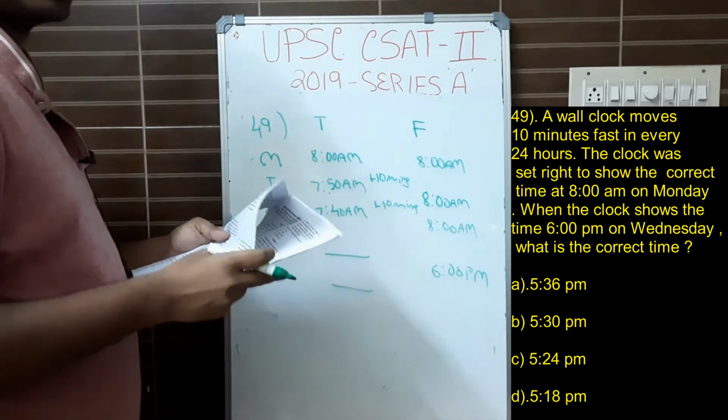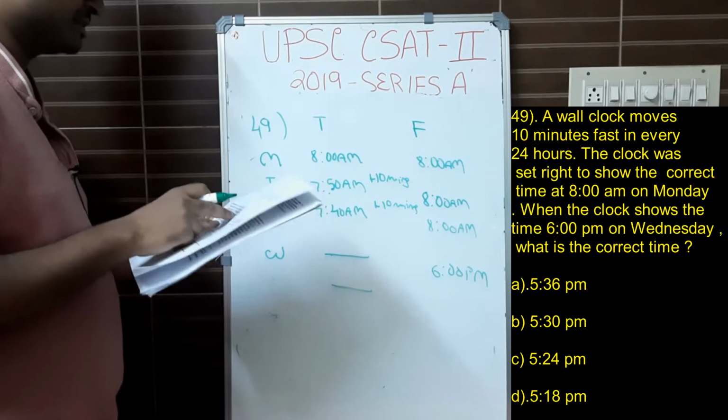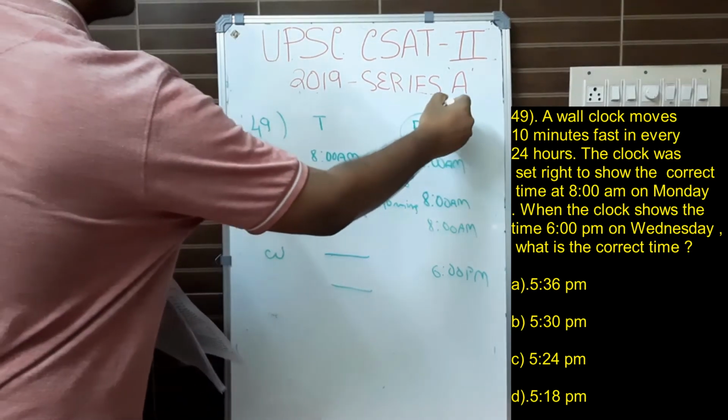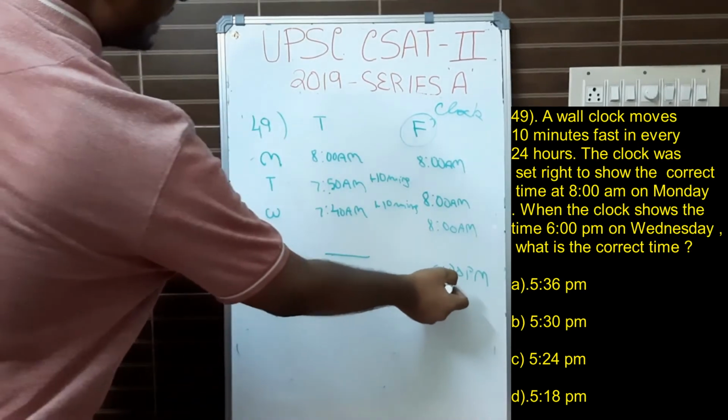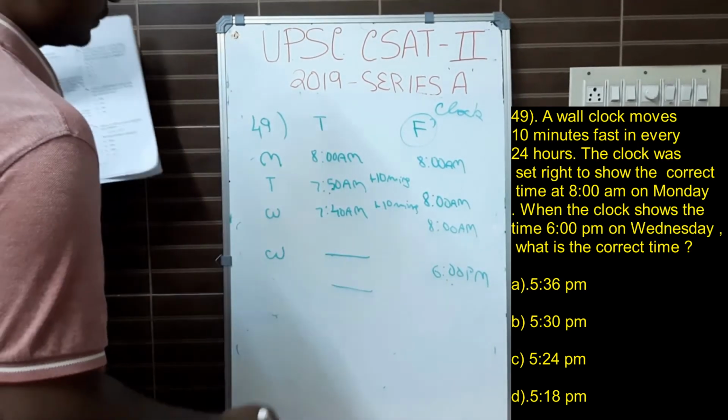24 hours in a day will run as it is. Nobody can change that. But the clock is always the one which is showing the false time. So this false time belongs to the clock. When the clock shows 6 pm, then that is actually the false time.